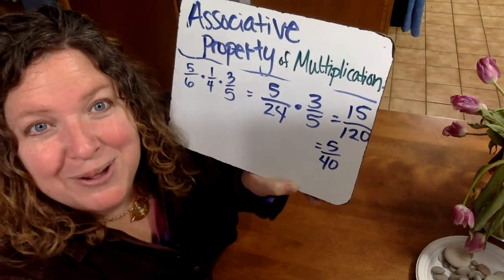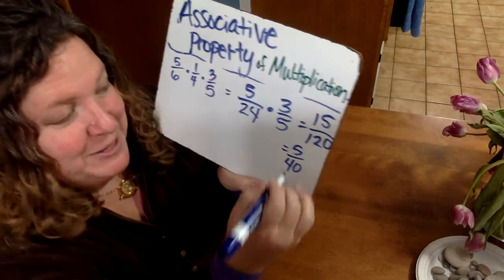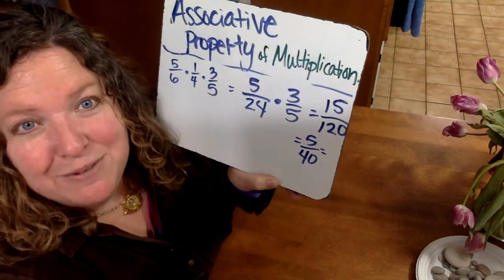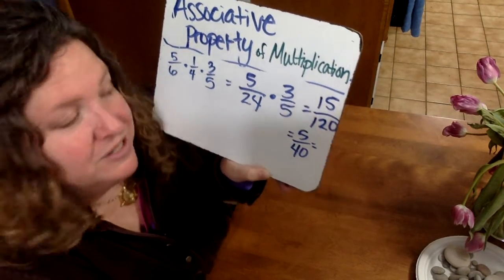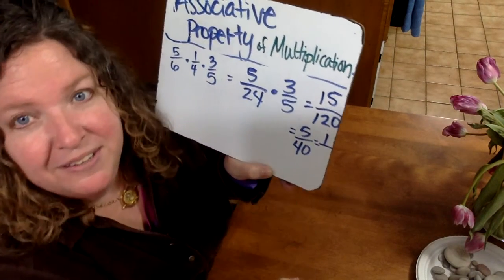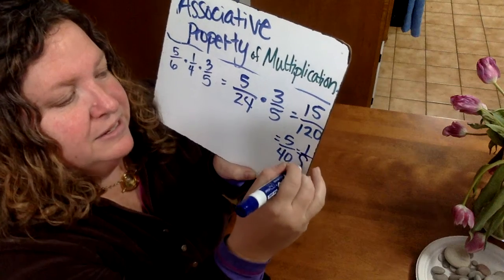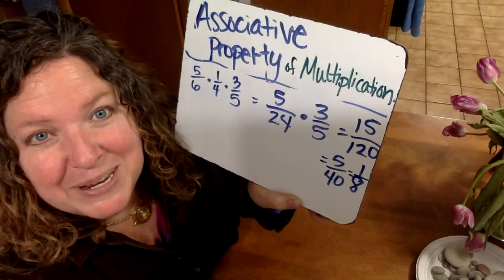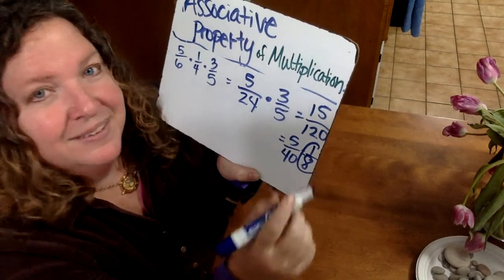Is it as low as we can go? Hopefully you know it's not. 5 and 40 both have 5 as a factor. So we can make those numbers lower. 5 divided by 5 is 1. 40 divided by 5 is 8. To get our answer of 1/8.